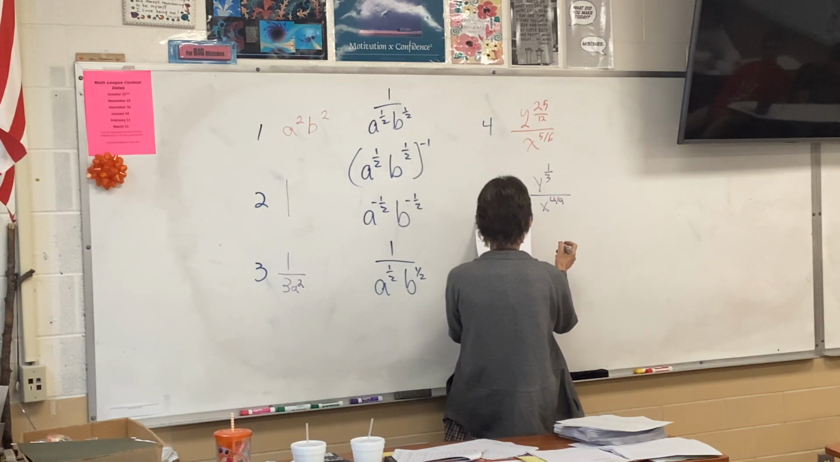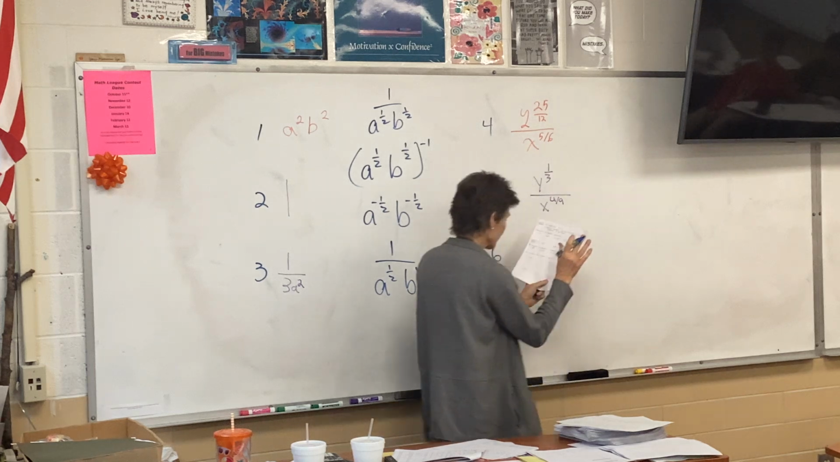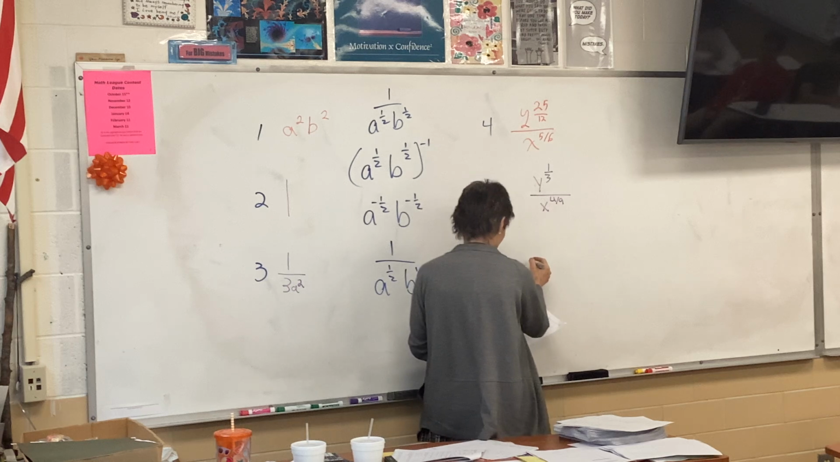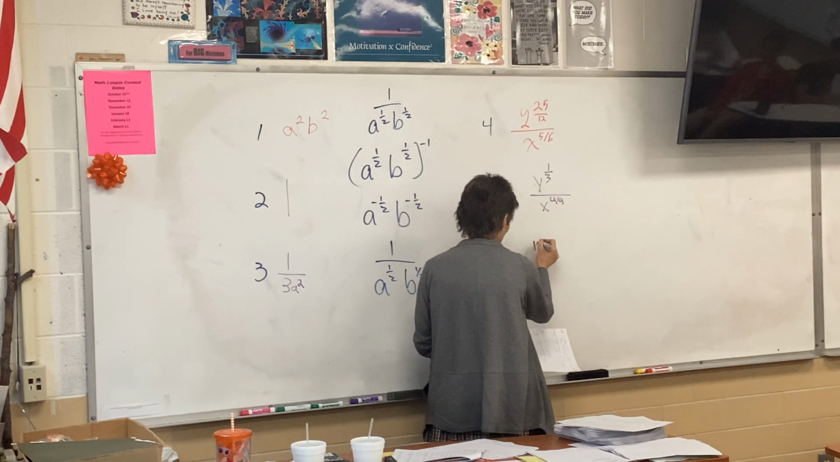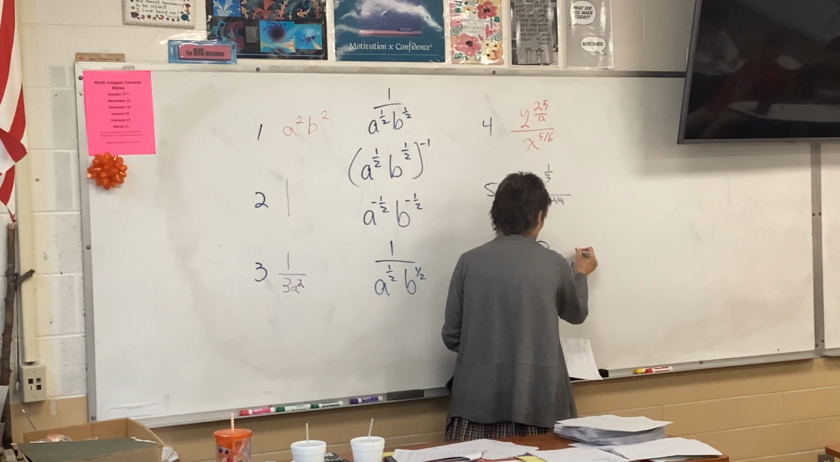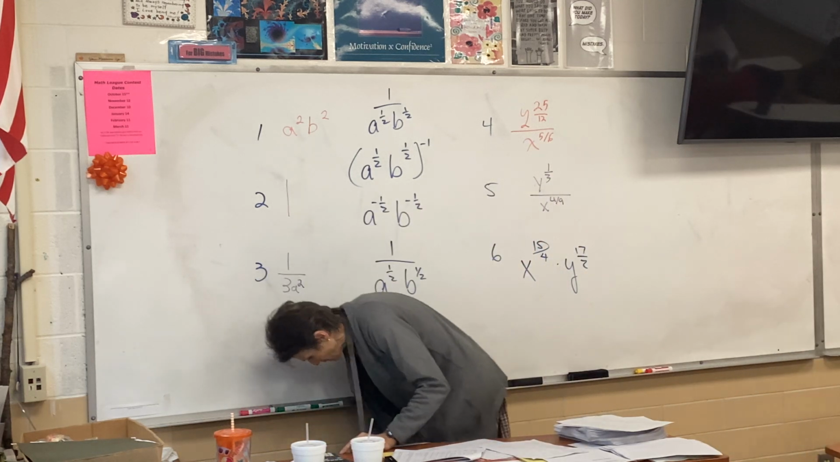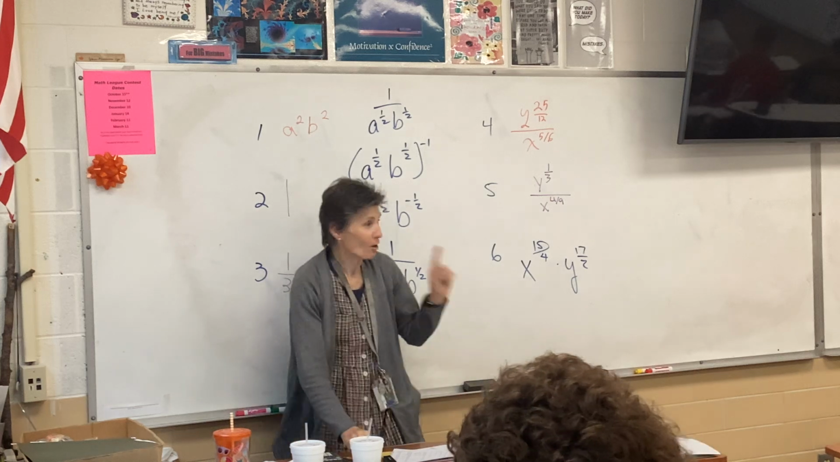So I'm gonna distribute, oh, wait a second. Is he right? What did you say the answer was? X to the 15 over 4, and then y to the 17 over 2. Alright, I am gonna have to check, because I see I made a mistake here, and I'm gonna have to fix that. So I don't know if that's right or not.